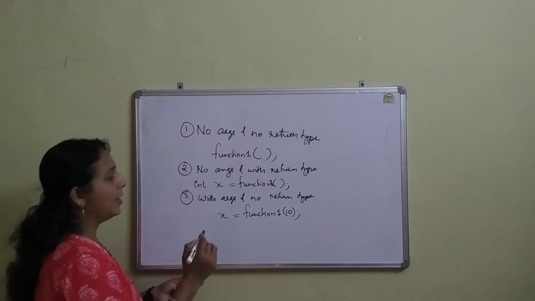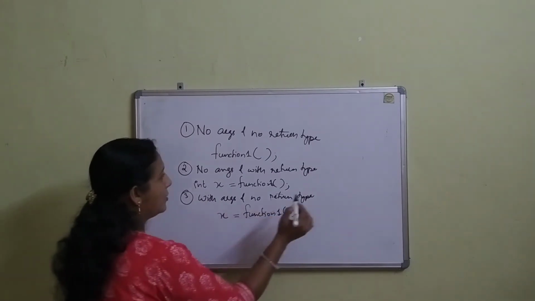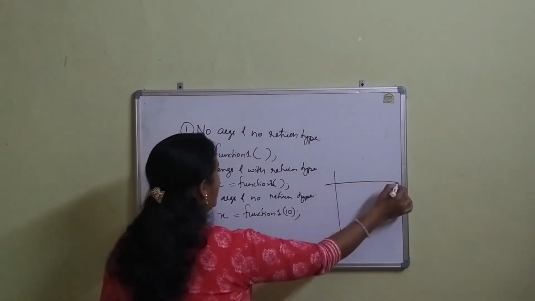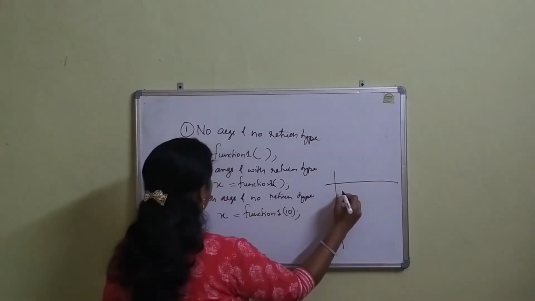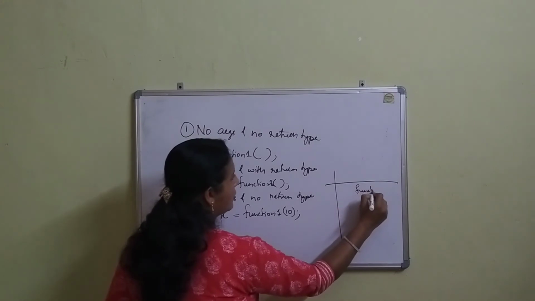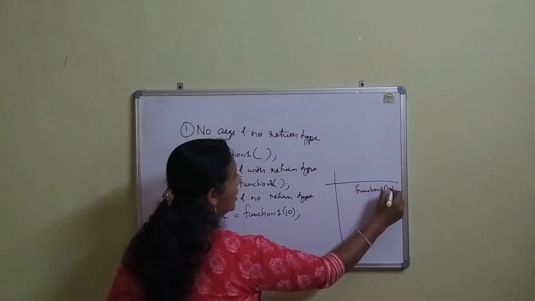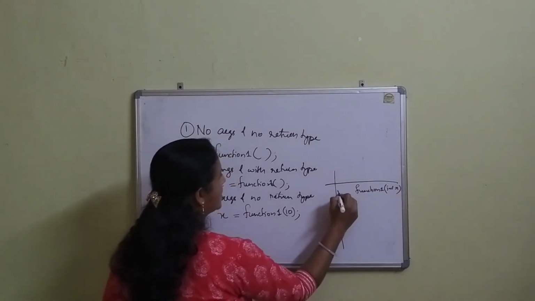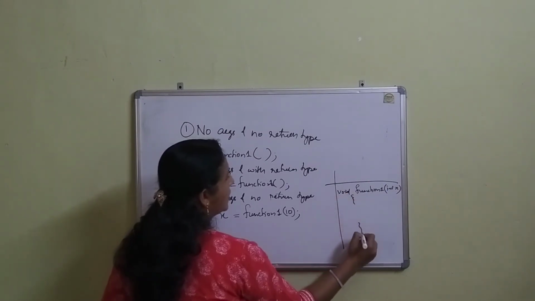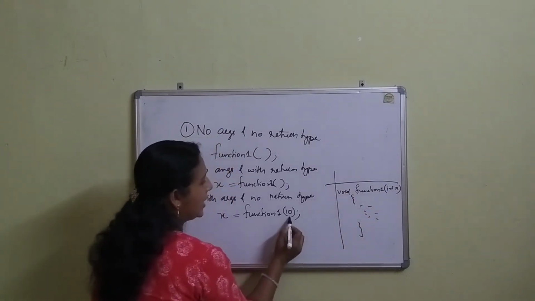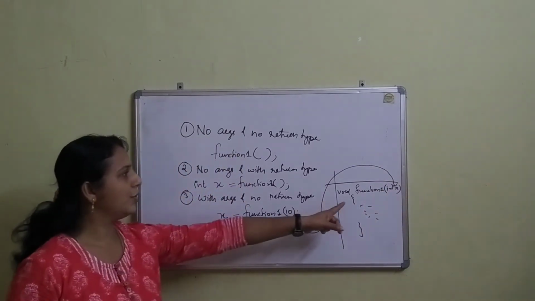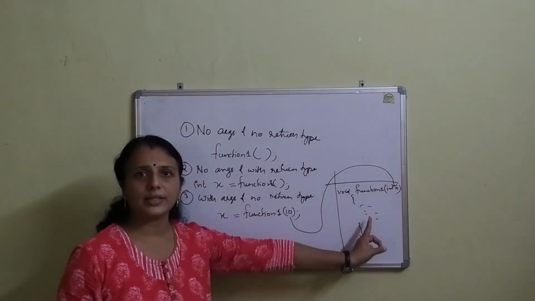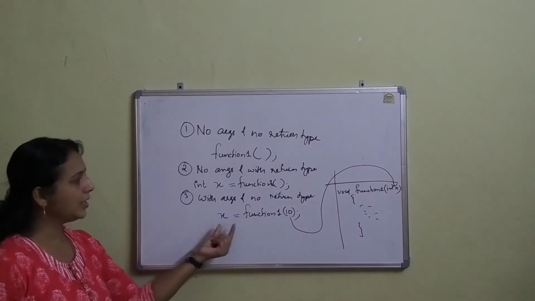In the definition you wrote in this case, with arguments and no return type, how was it defined? Isn't it function 1 with arguments, int x, and returning nothing, void? So this 10 will come to this point, and using this 10, it will execute all the statements. So this is how it is called.